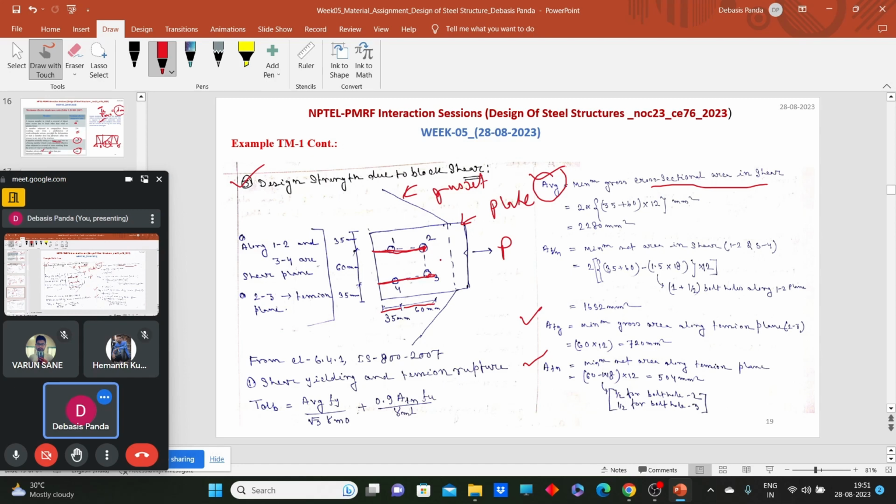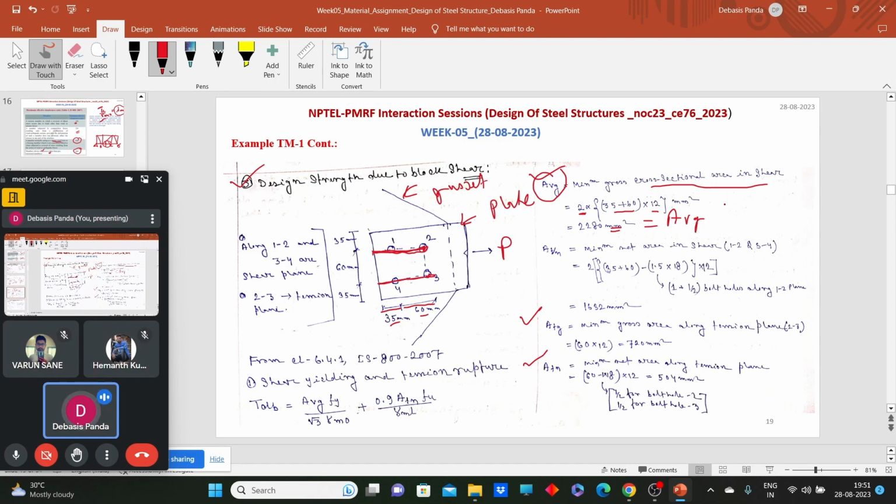So what will be that? 2 multiplied by what is the distance from A end to the center of the bolt? 35 plus 60. So 35 plus 60 multiplied by 12. So this is your gross area AVG along the shear plane.